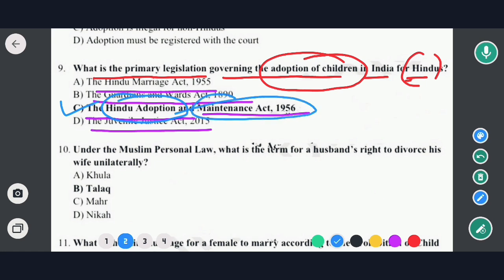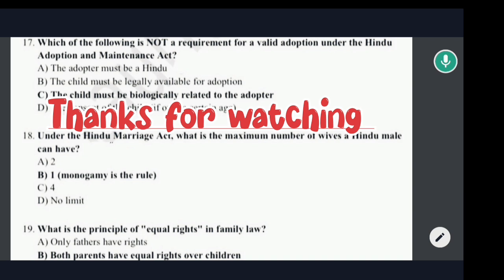That means all the provisions given about child adoption and maintenance regarding all the Hindus are as per the provisions of the Hindu Adoption and Maintenance Act. So this is the governing Act for all adoption of children in India. So in this case what will it be? In this case option C would be the correct answer. Okay, so now move to the next question, and this is the last question.